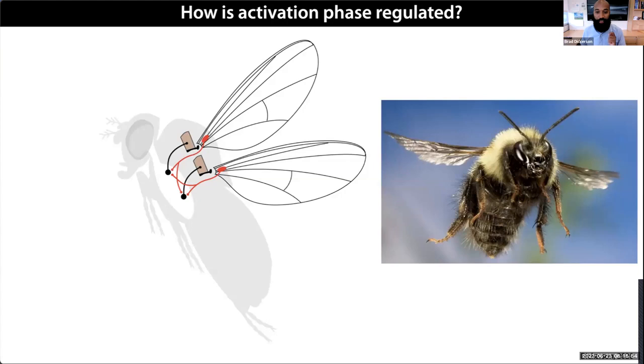Now, at least my thought is that flies take this one step further. One of the issues with having four wings is that in the case of bees and wasps, or some beetles, your forewing and your hindwing are basically directly coupled. They're physically linked together.